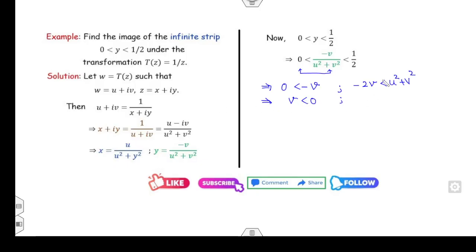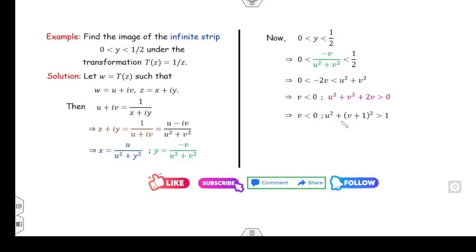Fine. And from this case, I can write u square plus v square plus 2v is greater than 0. How can you solve this part? I can add 1 on both sides. Then it becomes u square plus (v plus 1) whole square is greater than 1. And from the other case, v is less than 0. Is it okay?